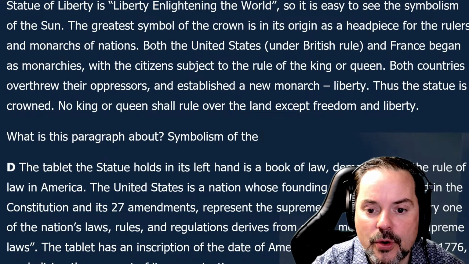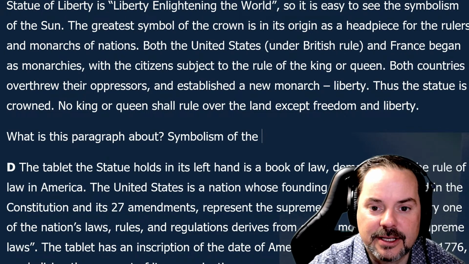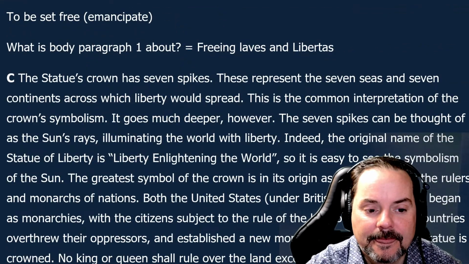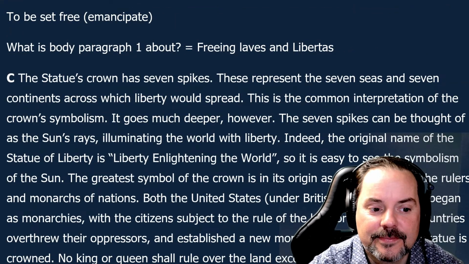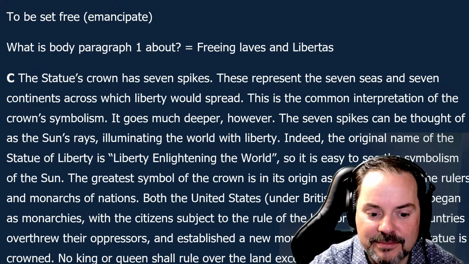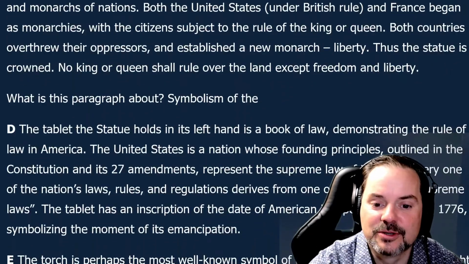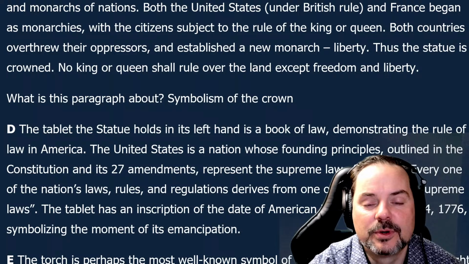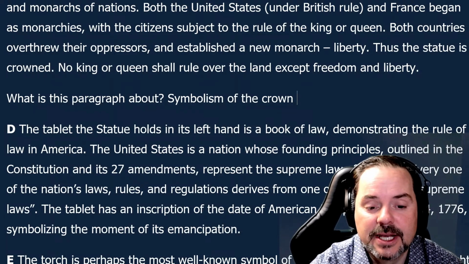Torch. No. Anahita, read the first sentence. Okay, one minute, I cannot see it yet. The statue's crown has 7 spikes. Okay. The statue's crown. So, symbolism of the crown, right? Yes. And what does it symbolize according to this? You don't have to understand all of it, just the main idea.